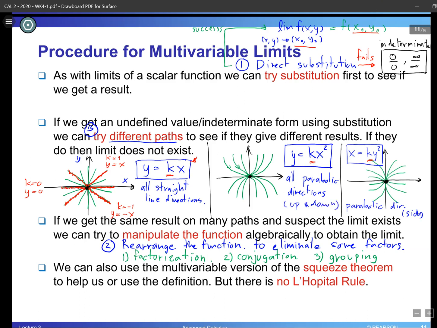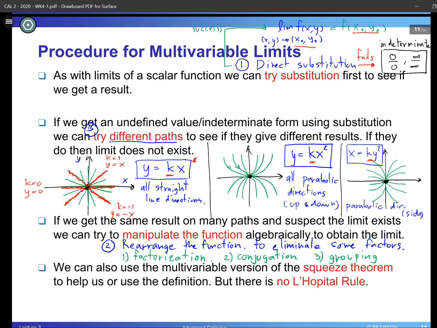Okay, the question is, how do we use them? How do we use these expressions? y equal to kx, y equal to kx squared, and x equal to ky squared. We can use them by substituting them into the function. If you have some function, put them in, and let's see if it's going to work out. In the end, you may have a conclusion about your limits with these expressions.